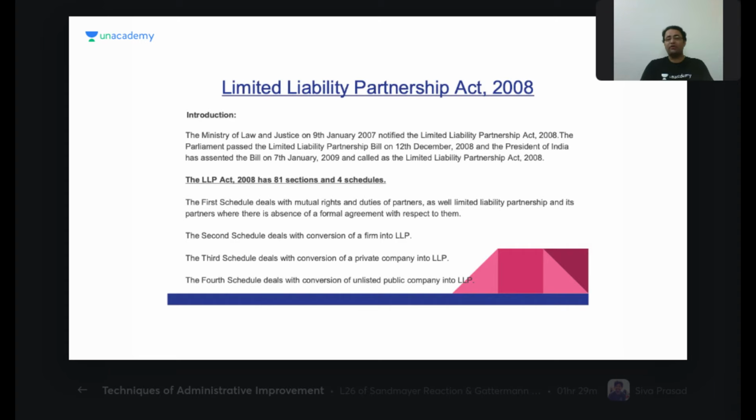Okay, now can someone tell me what is the difference between a private limited company and an LLP? Please try. Anyone? The difference between a private limited company and an LLP. Okay, what is a private limited company? Anyone can answer that? What is a private limited company?